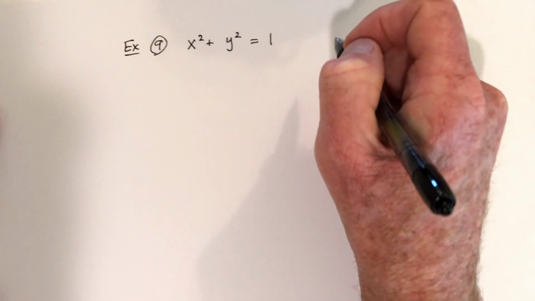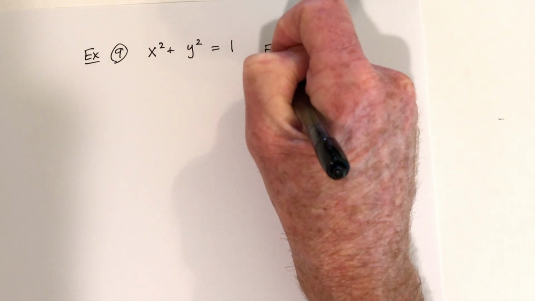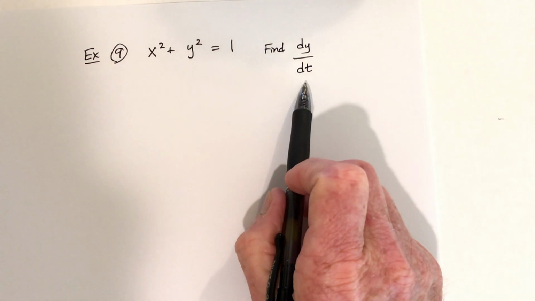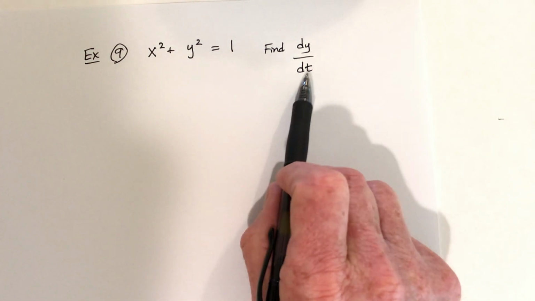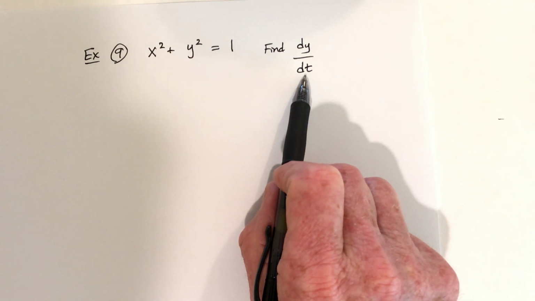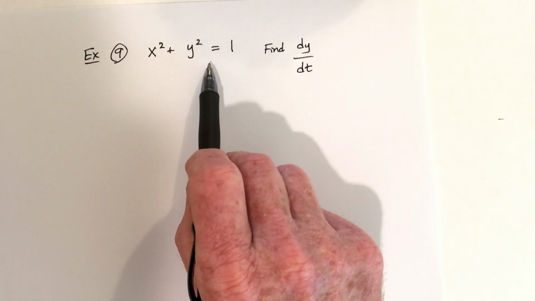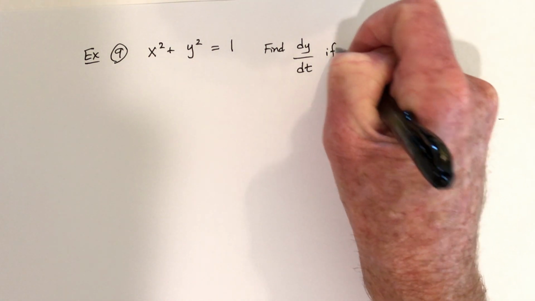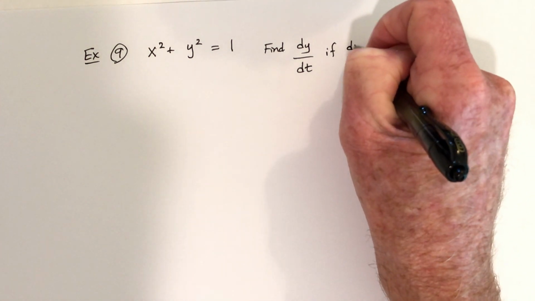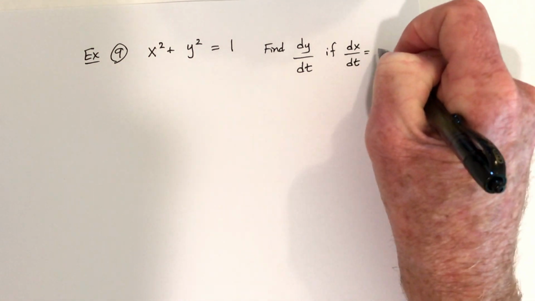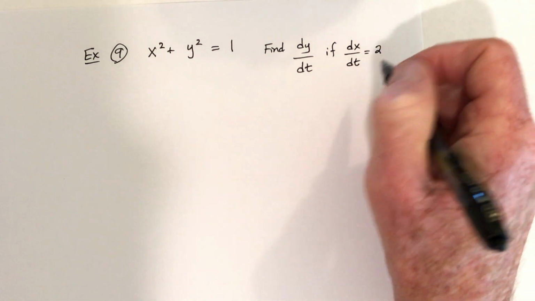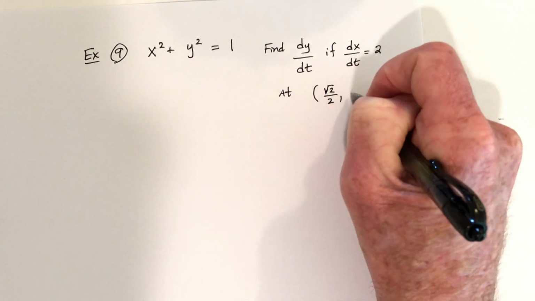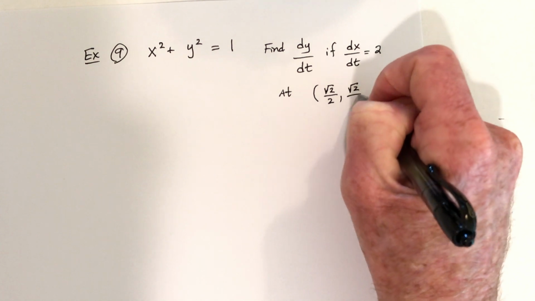So then the directions are find dy/dt, and there's the difference. So we can start with the same problem, but this is asking for the derivative with respect to t. And there is no t in the problem, but you can still find the derivative with respect to t. So the rest of the directions go, if dx/dt equals 2 at the specific point, the square root of 2 over 2, comma, the square root of 2 over 2.